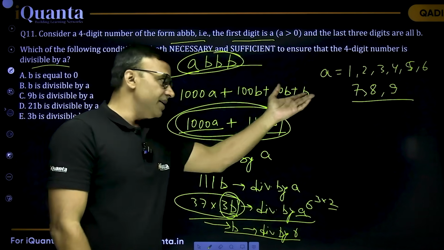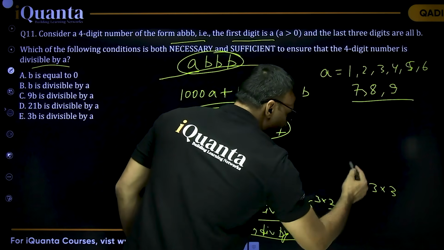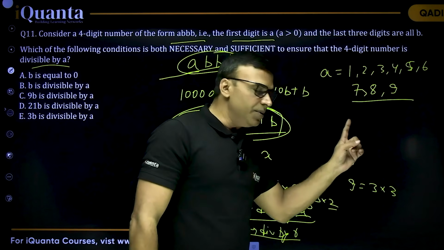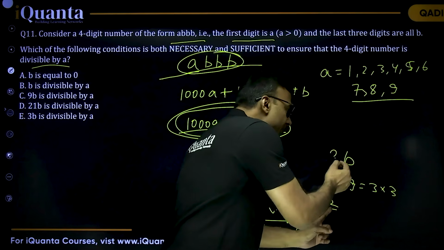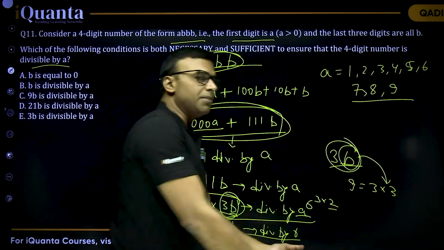Same is the case with 7, 8 and 9 as well. 9 is what? 3 into 3. So I don't need b to be divisible by 9. I need 3b to be divisible by 9. So even if b is divisible by just 3, 3b will be divisible by 9.